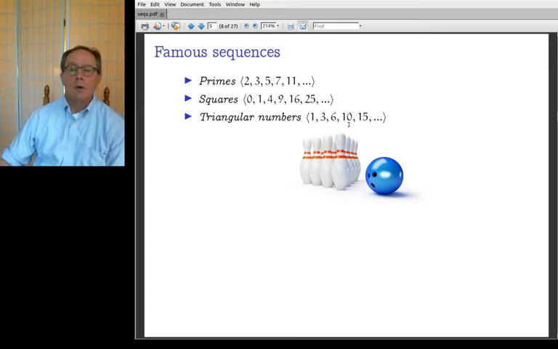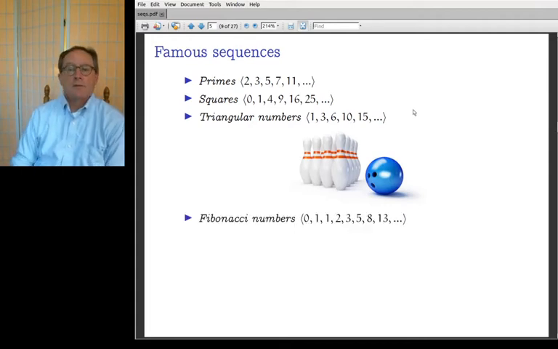Well, when you go to a bowling alley, that's how many. There's 4 rows in the triangle, so there's a total of 10 pins. Okay, and then 15, and etc. The Fibonacci numbers, familiar Fibonacci numbers.